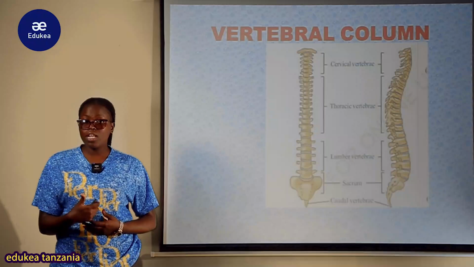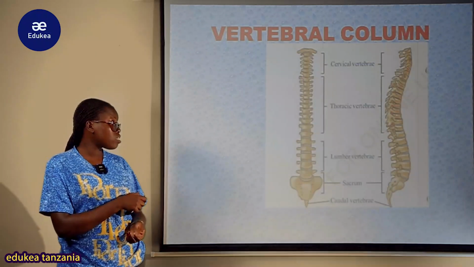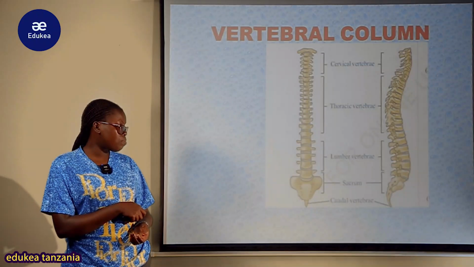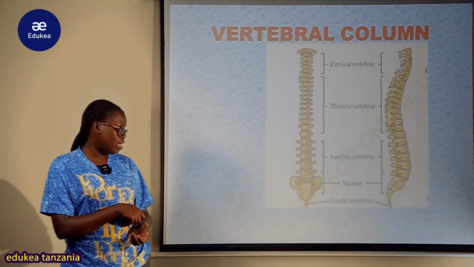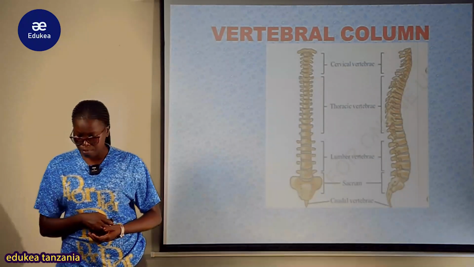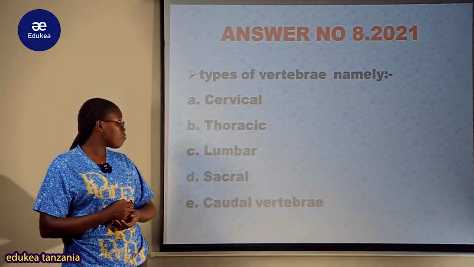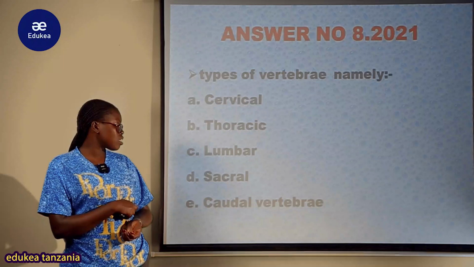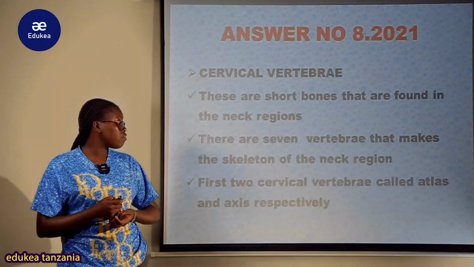zime classified depending on the position katika backbone, ambapo hapa kuna cervical vertebrae, kuna thoracic vertebrae, kuna lumbar vertebrae, kuna hii hapa sacrum, na hii ya mwisho ni caudal vertebrae. Now let us see them in brief. Kwa tuna 5 as you see katika diagram, kuna cervical, thoracic, lumbar, sacral na pamoja na caudal vertebrae.